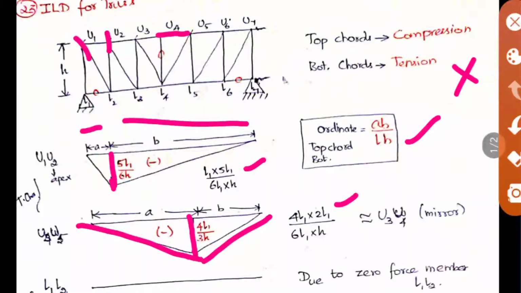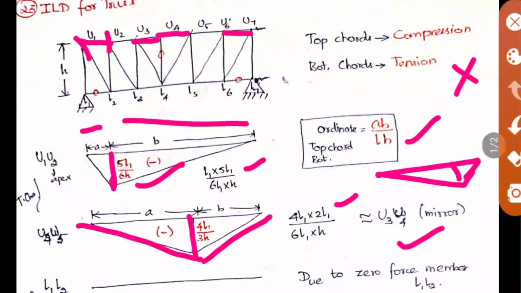Another important thing is that the ILD for U1, U2 will be a mirror image of the ILD for U6, U7. If you draw the ILD for U6, U7, you get it like this, and the value will be the same, 5 L1 by 6 H. Similarly, the ILD for U4, U5 will be a mirror image of that for U3, U4. That is what I have written here. If they give any value and ask for the other member, you can directly answer with the same value; only the diagram will look like a mirror image.